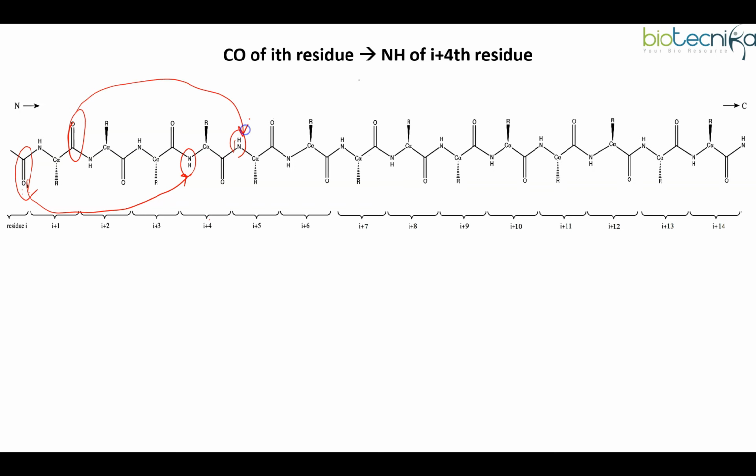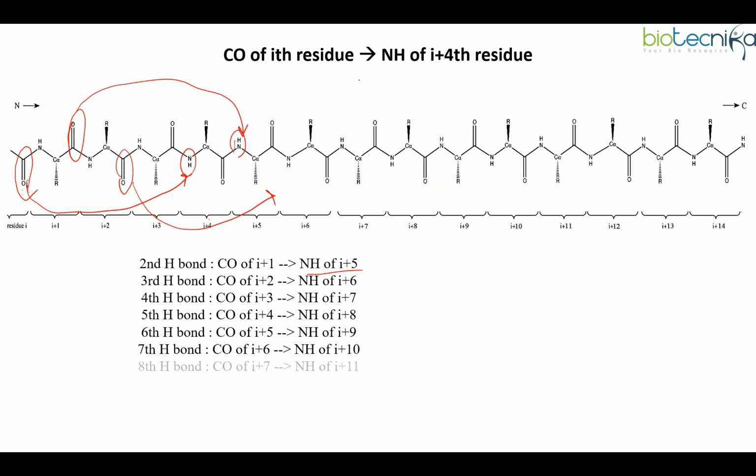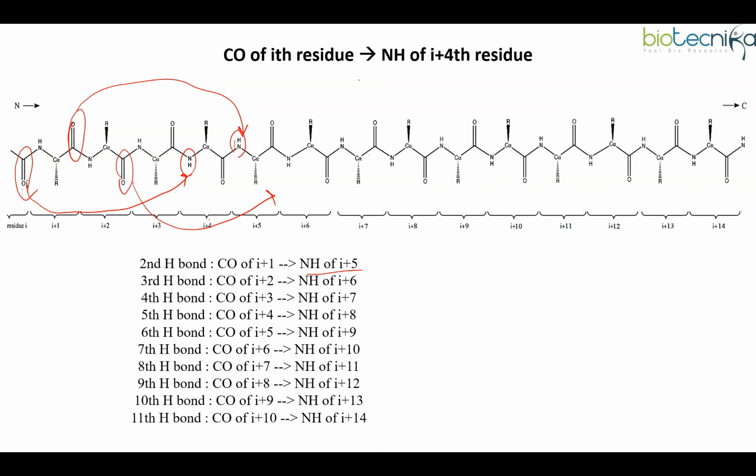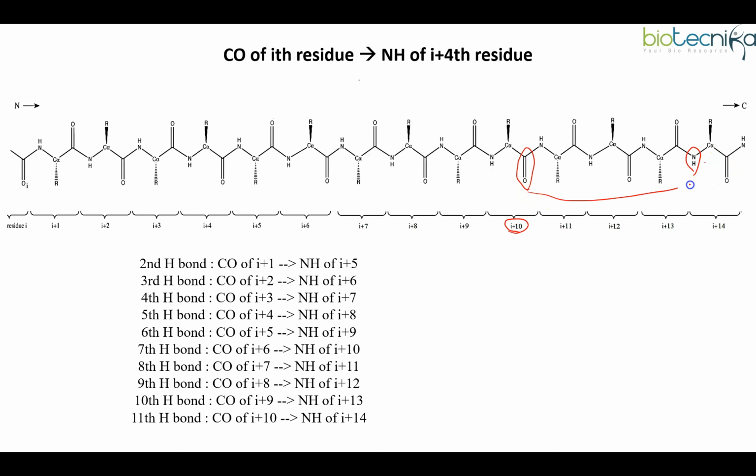So this is the second one. Like this, you keep on continuing to form the hydrogen bonds. The second bond will be the CO of I to the NH of I plus 5. The third bond will be plus 1, plus 1. Like that you keep on going. And the 11th hydrogen bond will be joining the CO of I plus 10, which is this group, and the NH of I plus 14. So this is I plus 14 to this group, right?